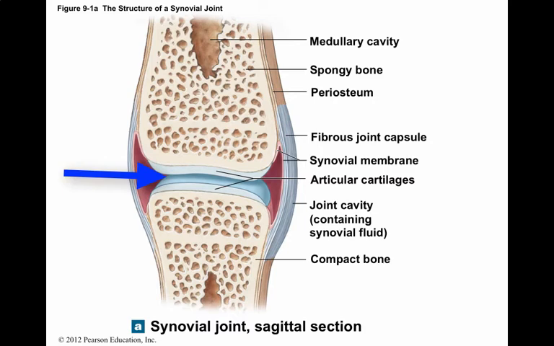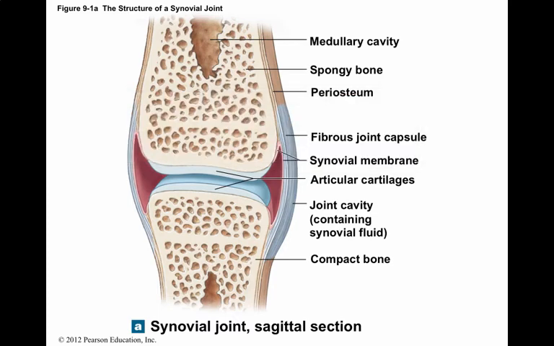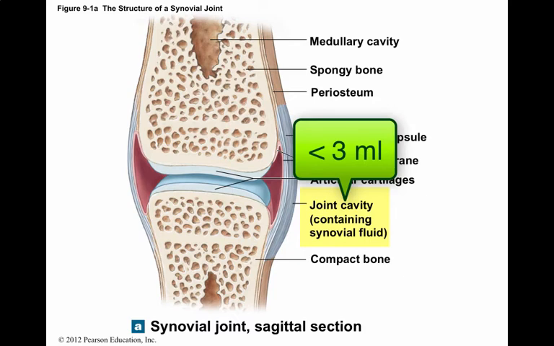If the articular cartilages are damaged, joint function usually can't continue as the bone matrix becomes exposed and the slick, smooth surface changes to a rough, abrasive surface. This abrasive surface increases friction at the joint. Synovial fluid resembles interstitial fluid with a high concentration of proteoglycans. Even in a large joint, such as the knee, the synovial fluid is normally less than 3 milliliters.